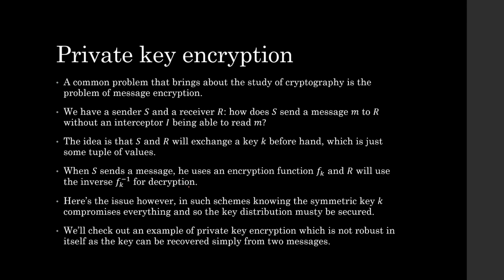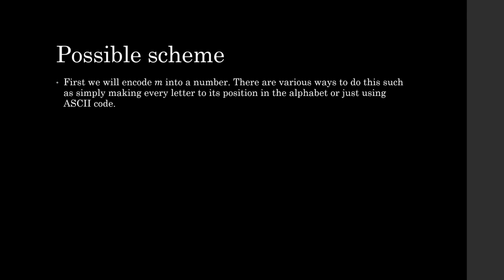All right, so we'll check out an example of private key encryption, which is not robust in and of itself as well, and which also motivates the type of methods we're going to use for RSA. So let's look at this scheme. First, of course, we have to encode m into a number, and there are various ways to do this. If it's a string of letters, for example, you can take every letter and send it to its position in the alphabet. So if I have y, I can send it to 25 because it's the 25th letter in the alphabet. I can send e to 5, but we'll write it as 05 to avoid ambiguity, and so on for the other letters.